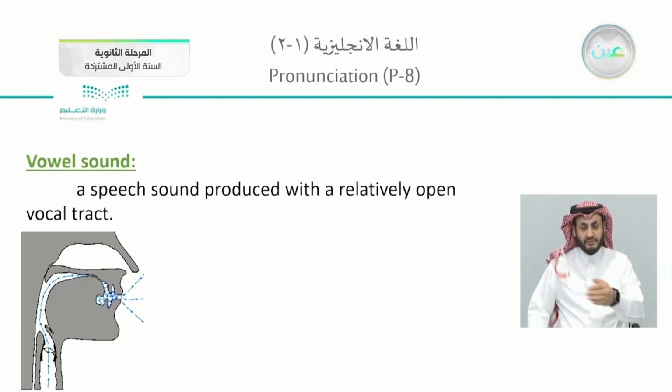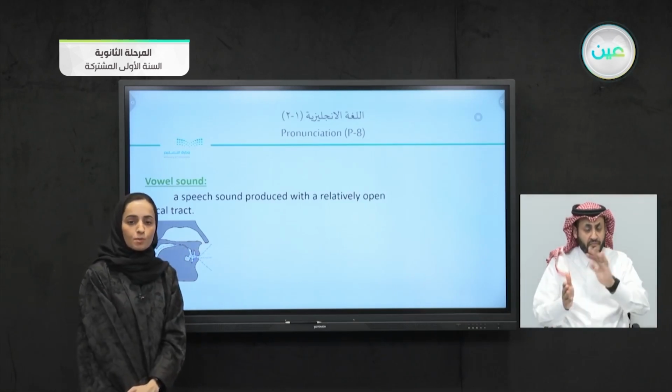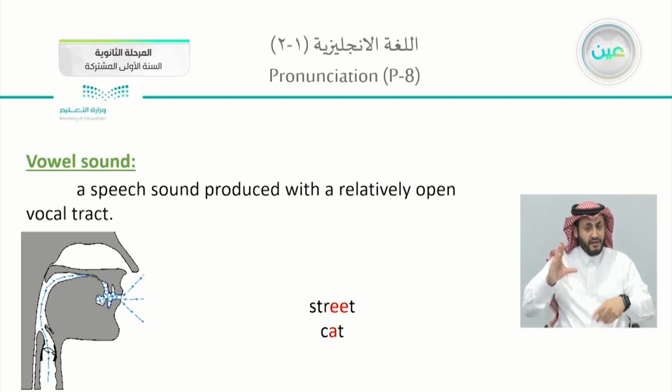How about the vowels? The vowel is the other way around. It's a speech sound that is produced with a relatively open vocal tract. Notice the picture here. The air flows, no stopping. We're not obstructing it. We're not stopping it. The same word here. We have street.